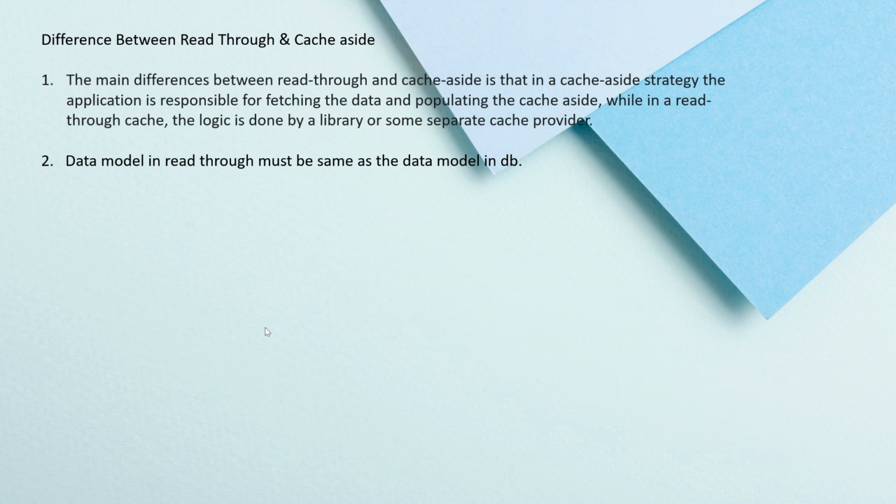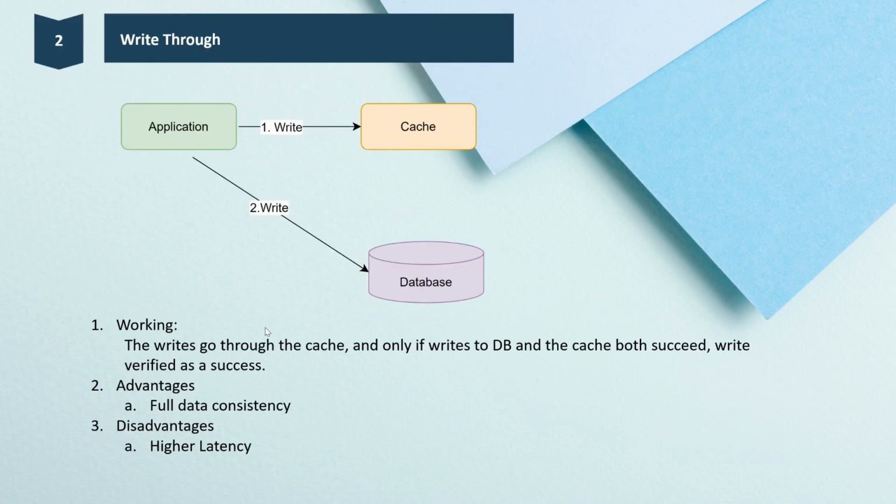We'll next move to another cache strategy, the write through cache strategy. In the case of write through, the data will be written to the cache only if the write to the database is successful, and once both writes are done, it will be considered a successful operation. There are certain advantages of write through cache. One is full data consistency, as we are writing data to the cache as well as the database. There are certain disadvantages also for the write through strategy, namely higher latency, as we are writing data to the cache as well as the database.